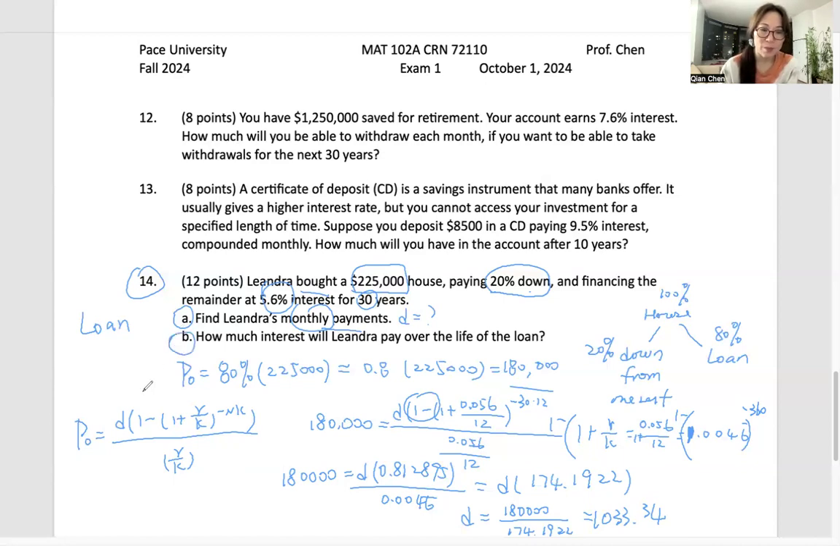Anyway, the second part is B. How much interest will she pay over the life of the loan? Let's calculate how much money she paid in total. Each month she has to pay $1,033.34, for how many months? For 30 years, and each year has 12 months. So we need to multiply this by 360.